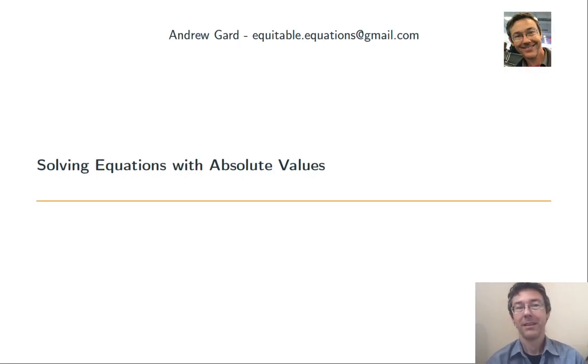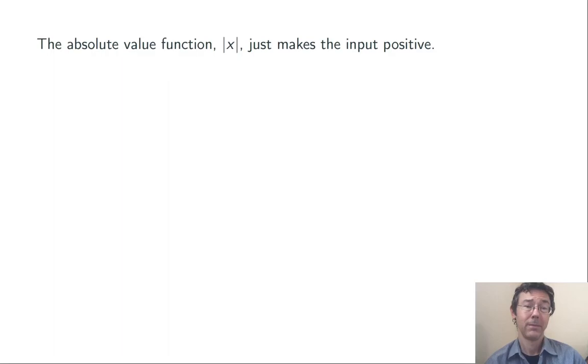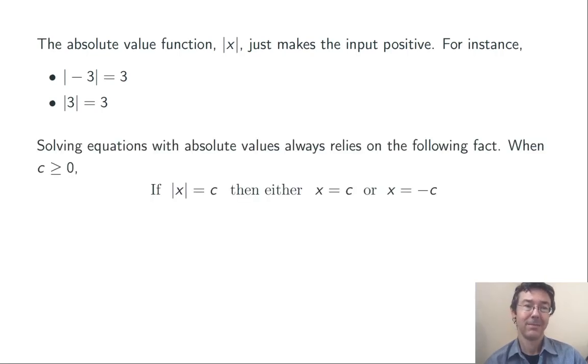Hey everybody. Today we're solving equations involving absolute values. The absolute value function just makes the inside positive. So if you plug in something negative, it's going to kill the negative sign. For example, the absolute value of -3 is +3. On the other hand, if you plug in something positive, the absolute value function won't do anything at all. For example, the absolute value of 3 is 3.